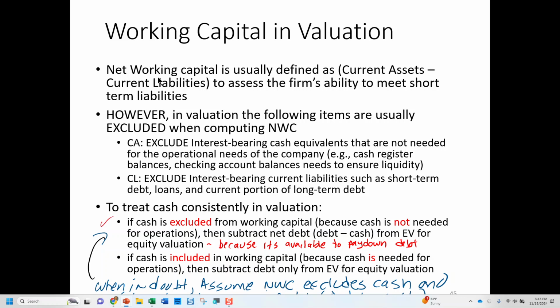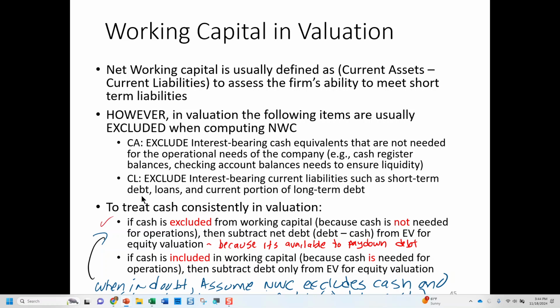Couple notes here. Net working capital in accounting is usually defined as current assets minus current liabilities. However, in valuation, net working capital will exclude any kind of short-term interest-bearing accounts. So I would exclude, say, the short-term debt or the current portion of long-term debt, and in current liabilities, I'll exclude that. And I'll also sometimes exclude cash if cash is not needed for operations. The thing to be careful with the discussion of cash, if cash is not needed for operations, do not put it in net working capital.